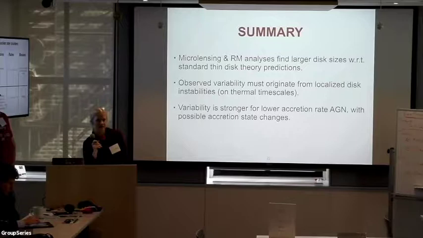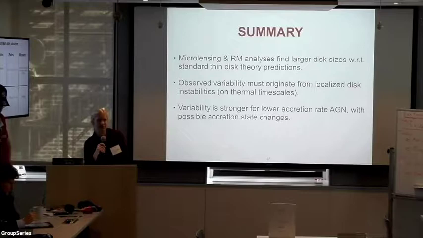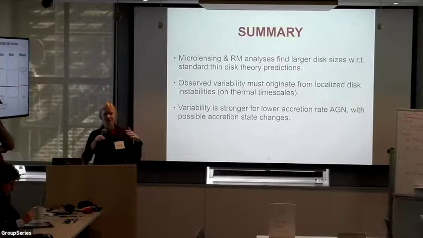If anyone else in the room has a good answer, please feel free to chime in. But yeah, it could be, I'm not sure about that. It could be that the disk is inhomogeneous, and so on average the radius that you're measuring for a given emission region appears to be much larger because the disk is inhomogeneous.